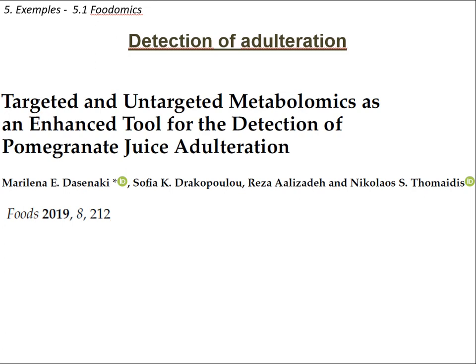So here is a second example of the same kind. It's targeted and untargeted metabolomics as an enhanced tool for the detection of pomegranate juice adulteration. It was published in Foods in 2019.